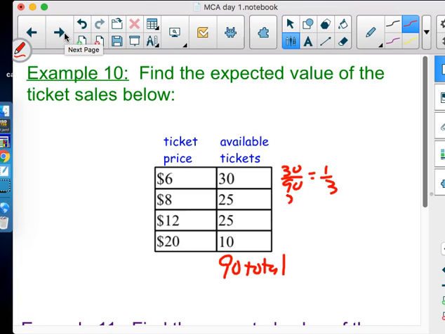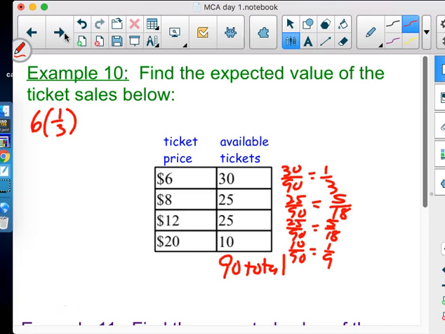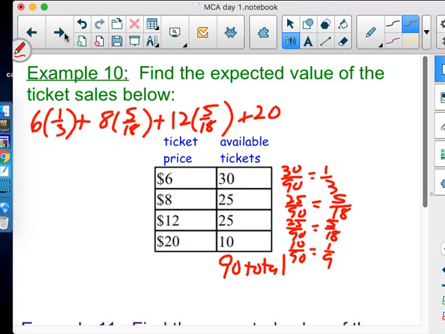That'll reduce to 1/3. 25 out of 90 is 5/18, and 25 out of 90, 5/18, and 10 out of 90, which would be 1/9. Now you wouldn't have to reduce. You could just use the first fraction if you didn't want to bother with it. But what I need to know is 6 is going to happen 1/3 of the time, 8 is going to happen 5/18 of the time, so is 12. And 20 is only going to happen 1/9 of the time.